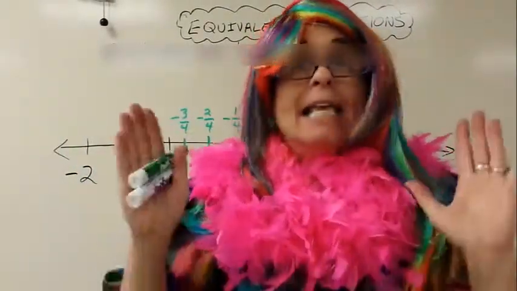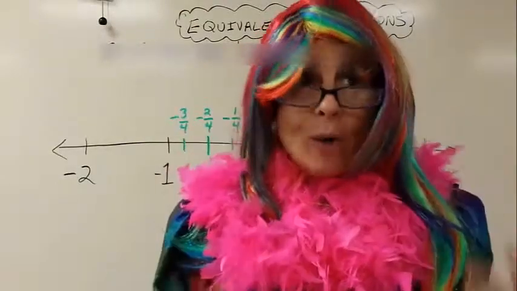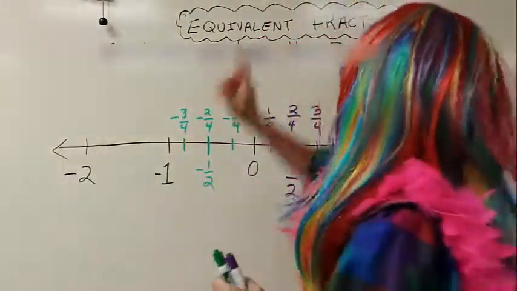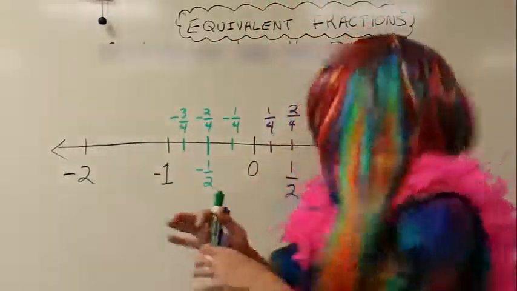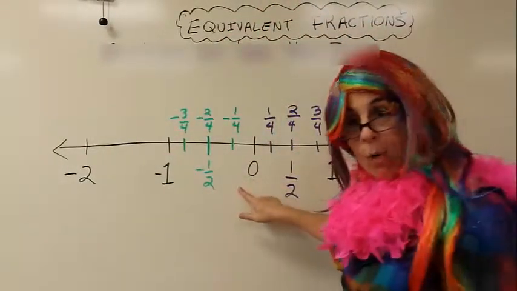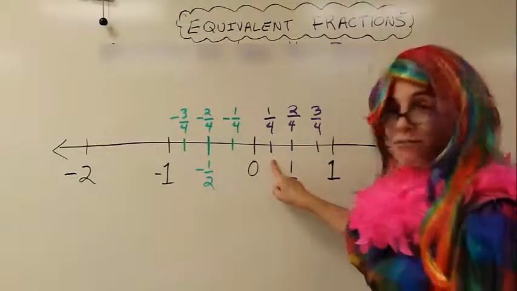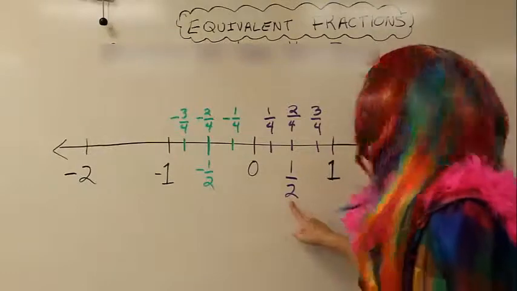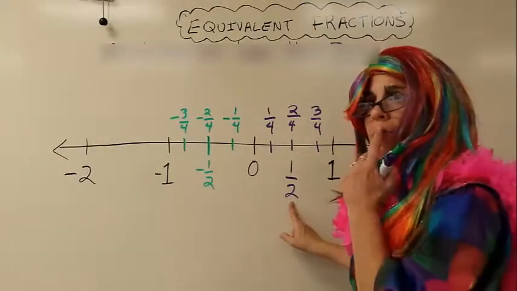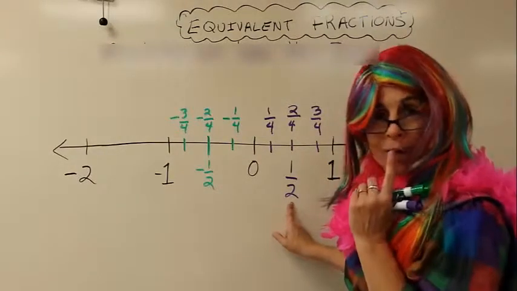This lesson is on equivalent fractions. Remember, equivalent means equal. So equivalent fractions, and did you know all those little fractions are in between 0 and 1, like 1/4 and 2/4. Another name for 2/4 would be a half. I guess that would make them equivalent.